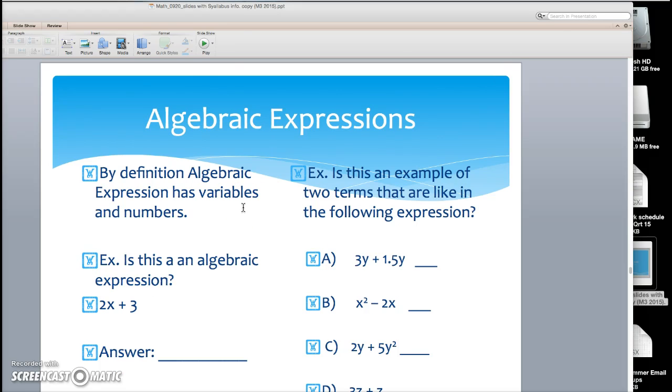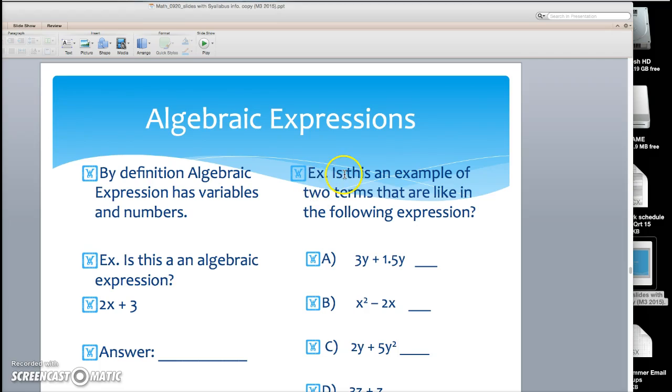Algebraic expressions. By definition, an algebraic expression has variables and numbers. For example, in this algebraic expression, 2x plus 1, or 2x plus 3, we want to ask ourselves, is this an algebraic expression? Yeah, sure is. An algebraic expression is a number and variable with some operations. By definition, it's an expression with variables and numbers. I probably should say and operations here.